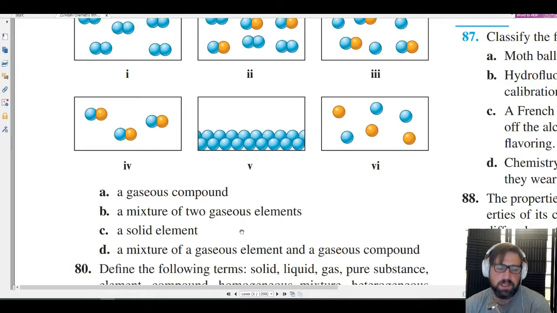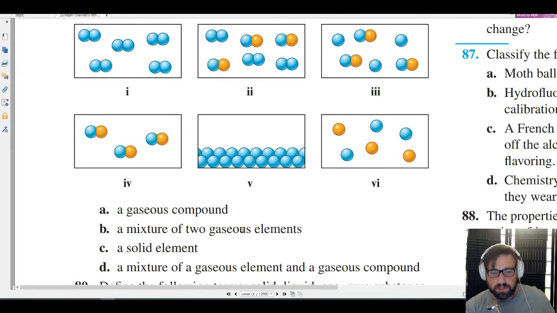Then a solid element. Okay, we only picked one solid. There's only one solid here, so it's pretty easy. It's just going to be number 5. But the other thing you can learn from this is that this is an element. This is not a compound. It's one type of atom throughout the entire thing.